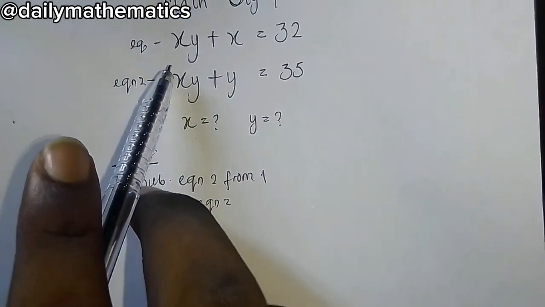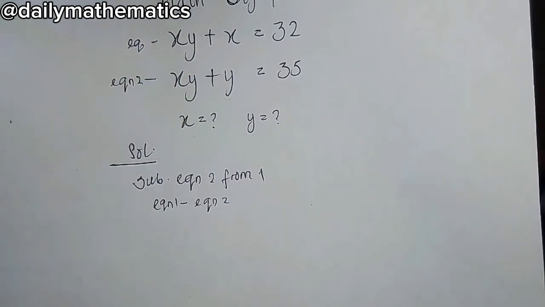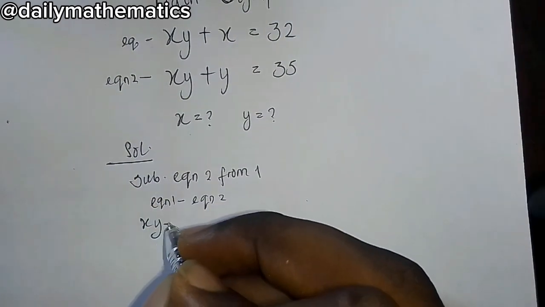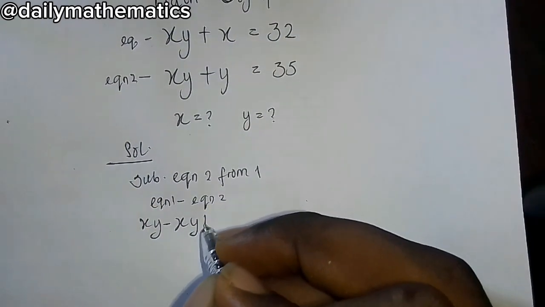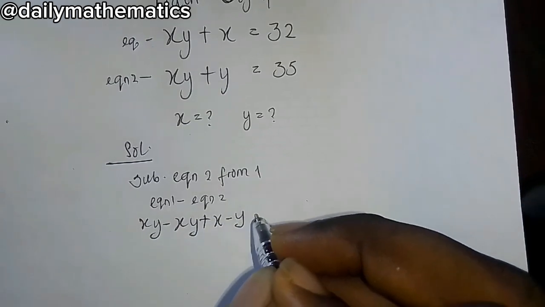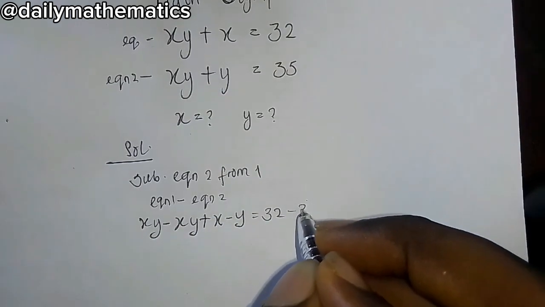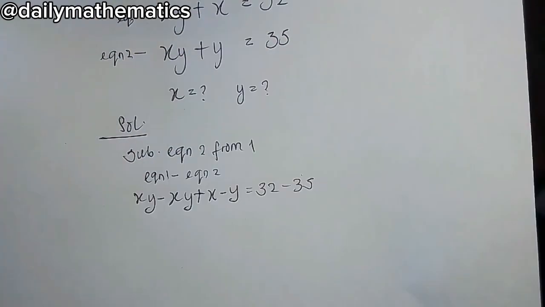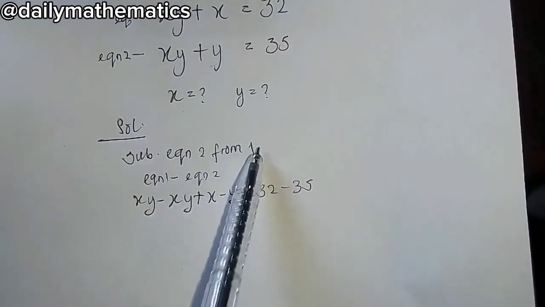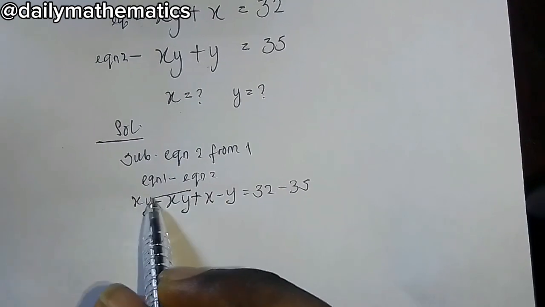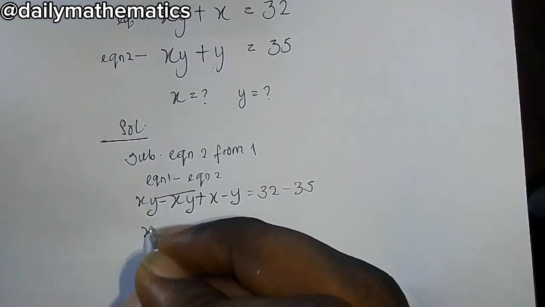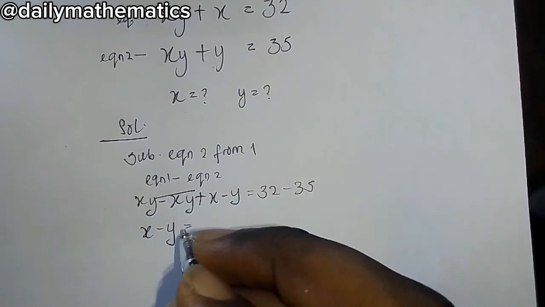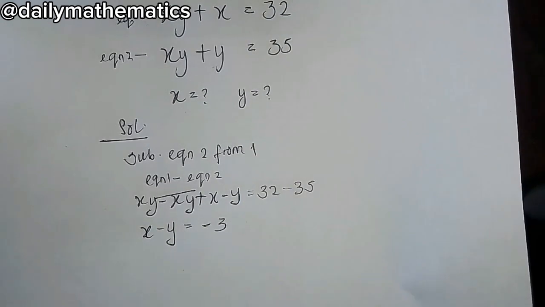So this is equation 1, xy. So let's go into it. So we have xy minus xy plus x minus y equals 32 minus 35. So that's subtracting equation 2 from equation 1. This minus this, then this minus this, then this minus this, right? So from here we can see xy minus xy cancels themselves. So we have x minus y equals 32 minus 35 gives us minus 3. So x minus y equals minus 3.